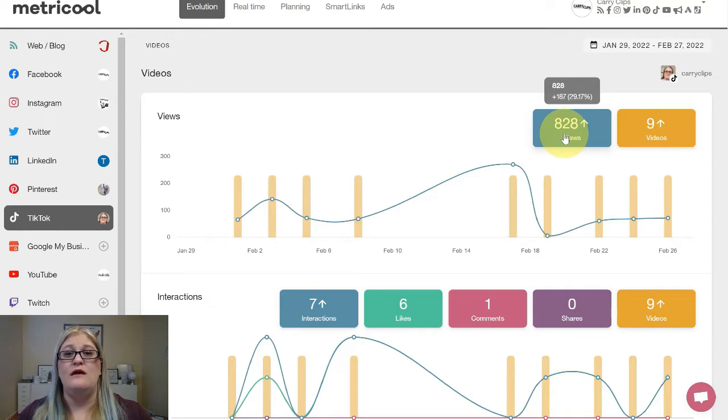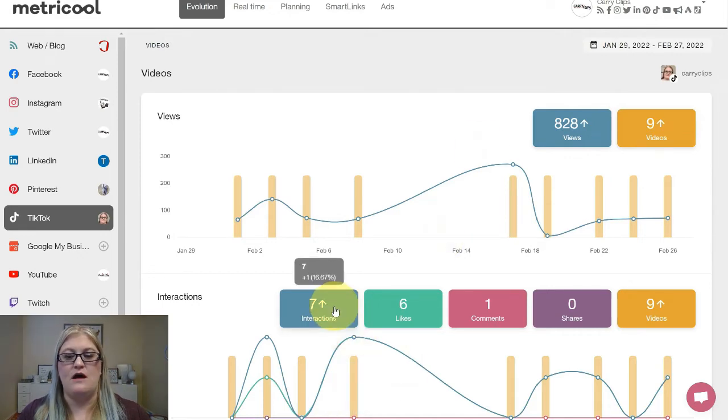This could be more than one person; a person could show up more than once. So if I came to your account and I looked at 3 different posts, then I would show up 3 times for views. So this is not the number of people, this is the number of times it was looked at. It also tells you how many videos you posted. So only 9 videos in this entire time frame. And of course you can see your interactions.